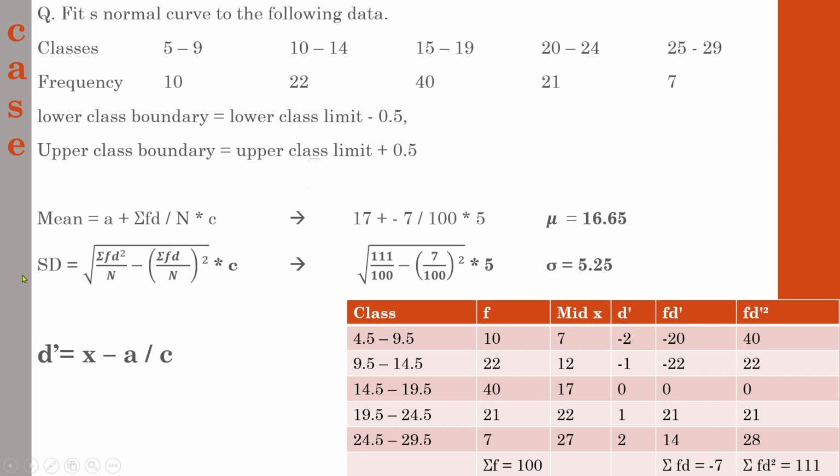Standard deviation is the square root of sigma fd dash square divided by N minus sigma fd dash by N the whole square, into c. This is another equation for finding standard deviation. You can use either of the equations which we learned in the third semester. So sigma fd dash square is 111, divided by N, capital N, that is the total of frequency, 100, minus sigma fd dash. Sigma fd dash is minus 7.